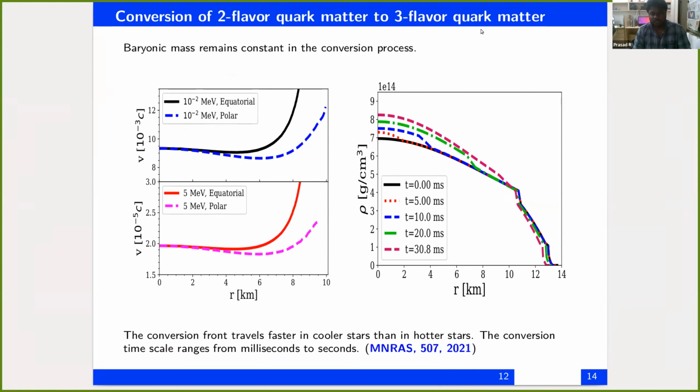And during the 2-flavor to 3-flavor conversion, the star's baryonic mass remains constant because the baryons are not lost from the star. And this black line shows the density profile during the conversion process. This black line represents the 2-flavor star's density profile, and this brown line represents the density profile of the 3-flavor star. And because the baryonic mass is conserved, these two profiles have the same baryonic mass. And when a 2-flavor star becomes a 3-flavor star, its density increases and its radius becomes less. So it contracts and its density profile also changes.